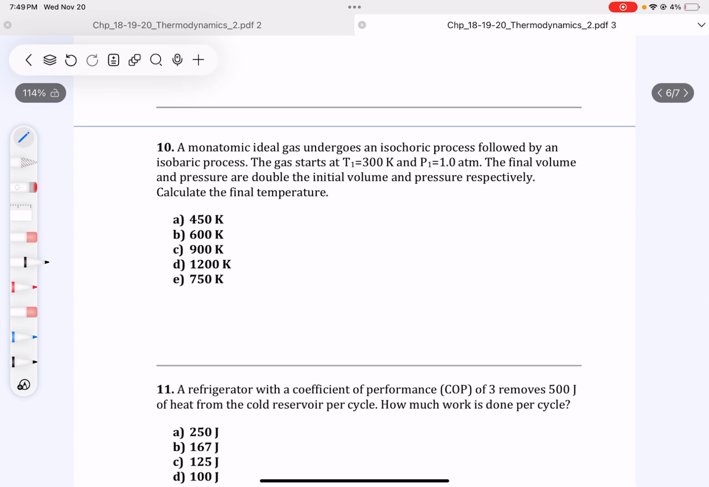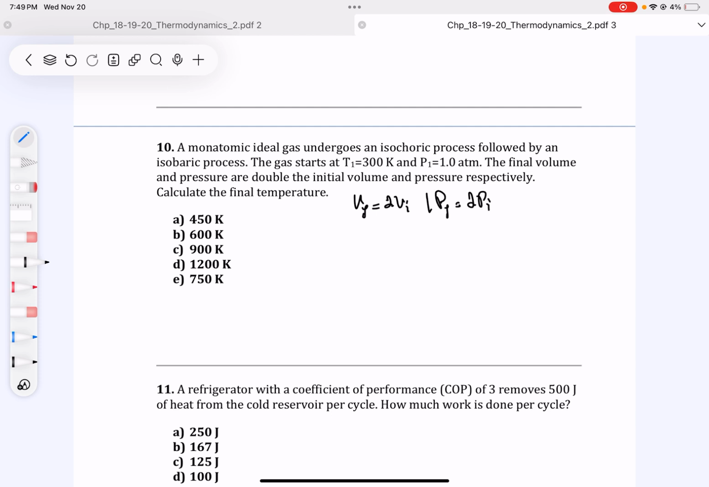Okay. A monoatomic ideal gas undergoes an isochoric process followed by an isobaric process. The gas starts at T initial, T1 = 300 K, P1 = 1 atmosphere. The final volume and pressure are double the initial volume and pressure, respectively. Okay. We can conclude that V final is 2 V initial, P final is 2 P initial.